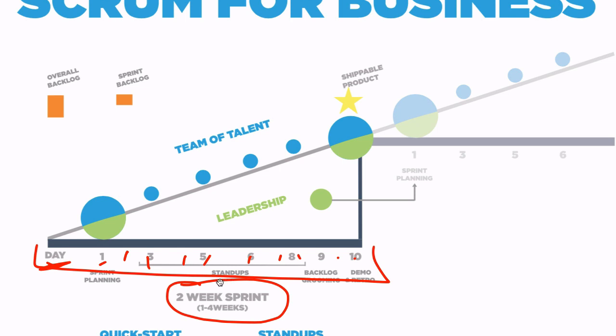If it's a real short, intense burst, it might be only 1 week. And usually you're not doing much more than 4 weeks. So this is kind of sprint 1, and then this right here is sprint 2. And so more or less you've got 4 weeks represented here on this infographic.